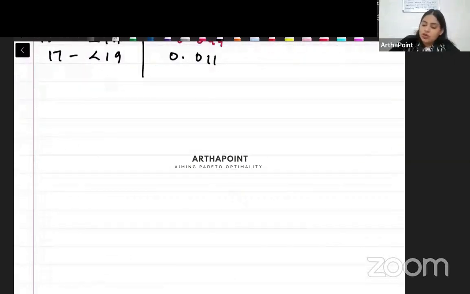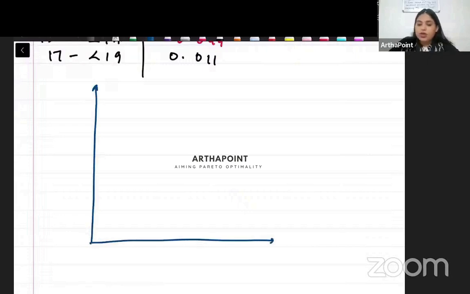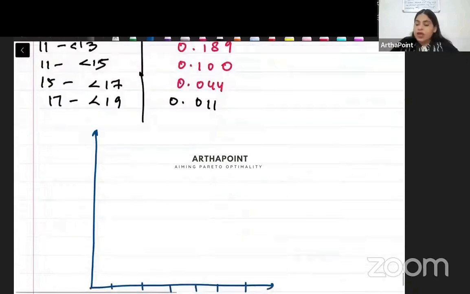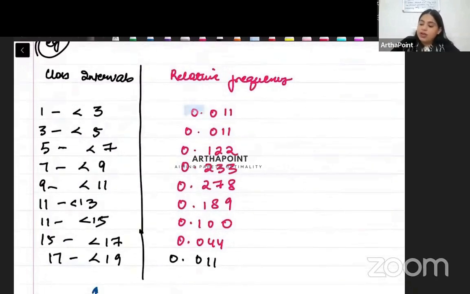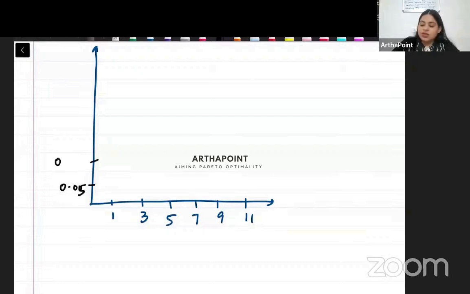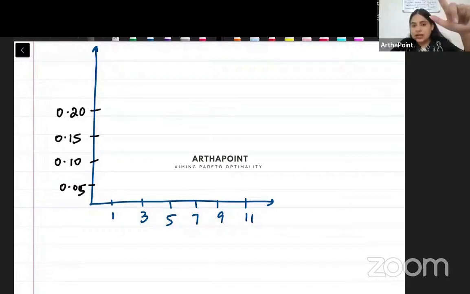So to make this histogram, what can you do? You can just say my data starts from 1, then I have 3, then I have 5, 7, 9, 11, and so on. Now, between 1 to 3, what is my relative frequency? 0.011. तो बेटा यहाँ पर फिर से शुरू करना 0.005, 0.10, 0.15, 0.20 ऐसे करके लिख लिया.